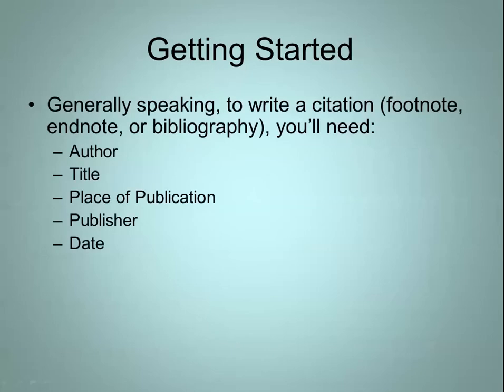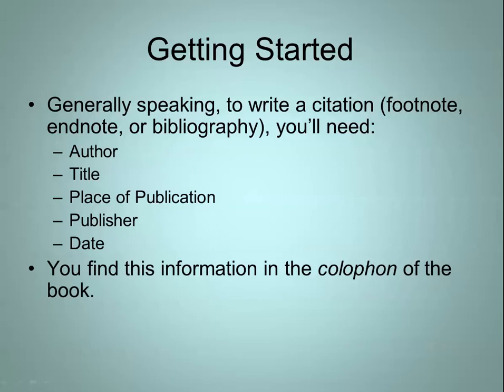Generally speaking, and we already covered this at the beginning of the semester, when you're writing a bibliography or a citation, you'll need 5 ingredients. The author, the title, the place of publication, the publisher, and the date. Okay, that's the lowest common denominator. There could be lots of variations, but that's the lowest common denominator. Where do you find that information?